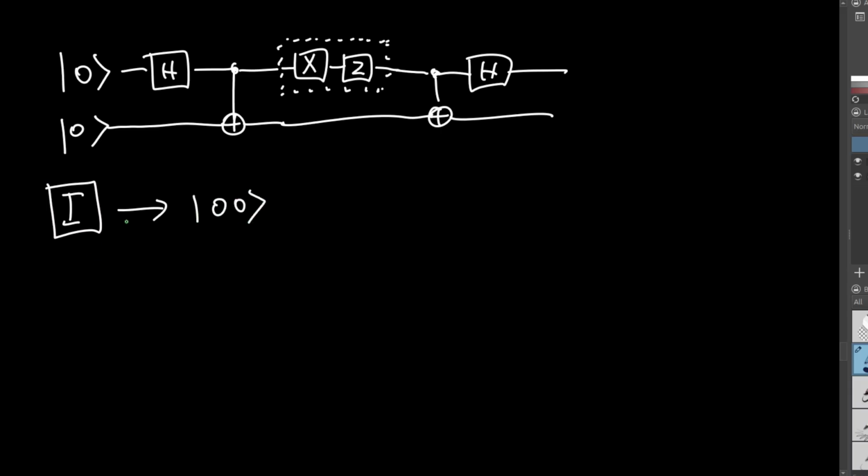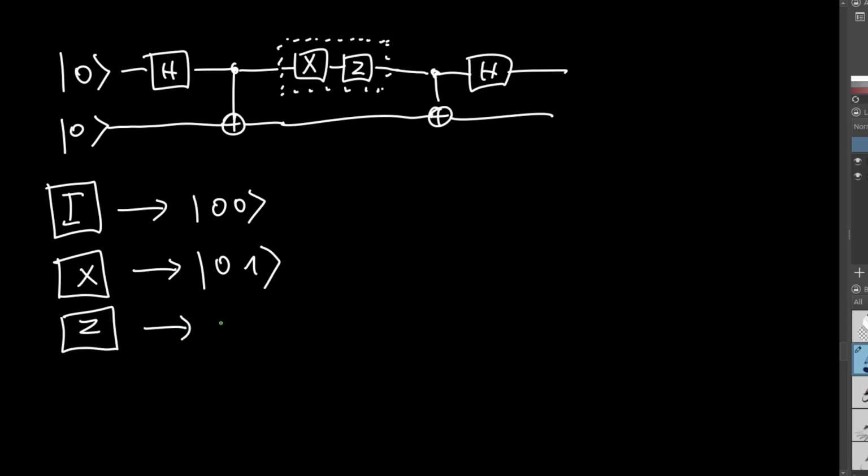In the case of X gate, we get 0 1. In the case of Z gate, we get 1 0. In the case of both X and Z, we get 1 1.